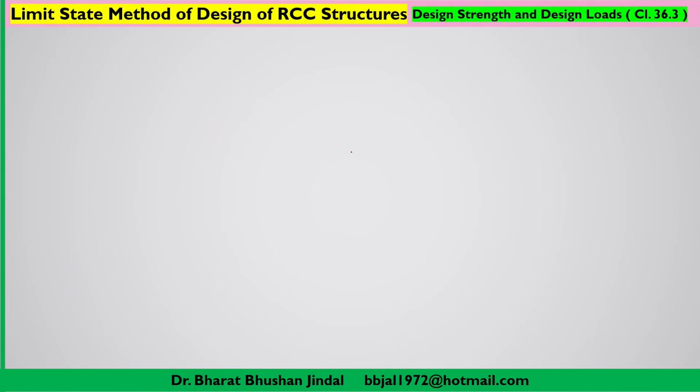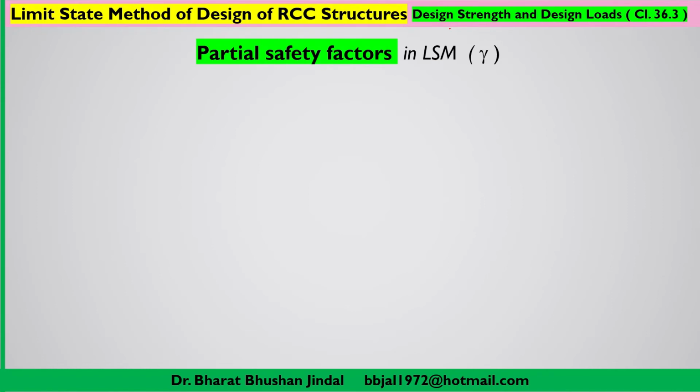Now, design strength and design load. First of all, partial safety factor in limit state method, and symbolically we will write it as gamma. Now, first of all, partial safety factor for material. So you may be able to understand that here we are going to take partial safety factor different for material as well as for load. So first of all, this is gamma m. Gamma is partial safety factor and m is used to indicate the material. So gamma m is partial safety factor for material.